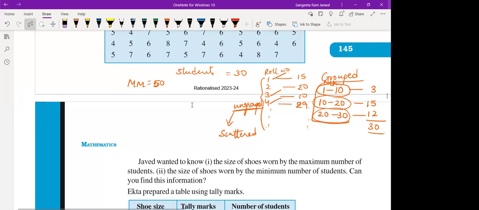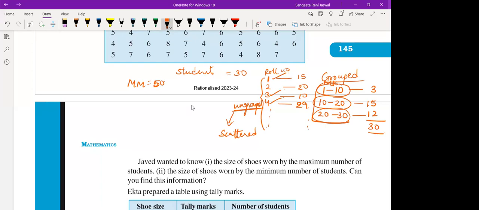Any child who has not understood this much? Any child who has a doubt here? Ma'am, can I ask about ungrouped ones? I didn't understand. Ungrouped is when you have the data which is not grouped. Just one child, you're saying roll number 1 got 15 marks. You're allotted roll numbers in your school, no? Yes or no?